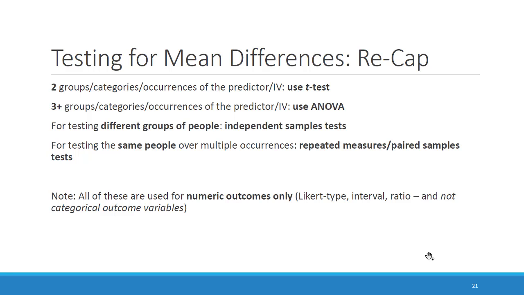Do you remember what the type of analysis is that we can use for our categorical variables that we learned about earlier? That's the chi-square test.